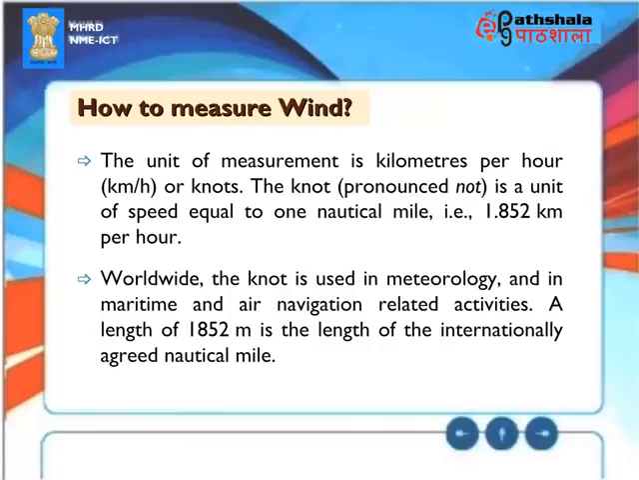The knot is a unit of speed equal to 1 nautical mile per hour, that is 1.852 kilometers per hour. Worldwide, the knot is used in meteorology and in maritime and air navigation related activities. A length of 1,852 meters is the length of the internationally agreed nautical mile.